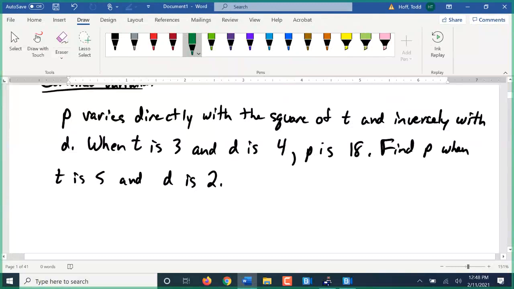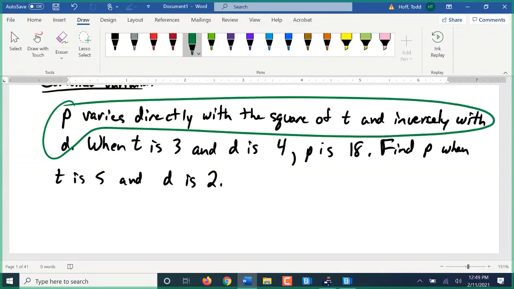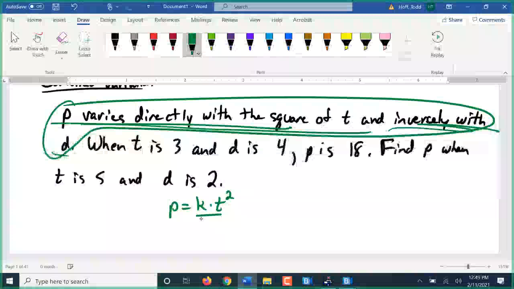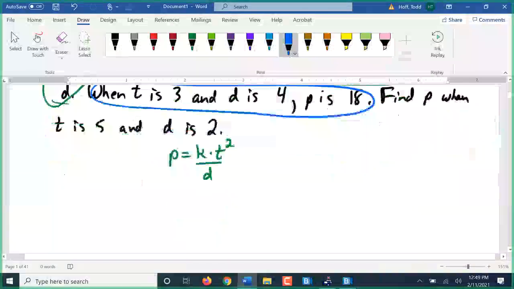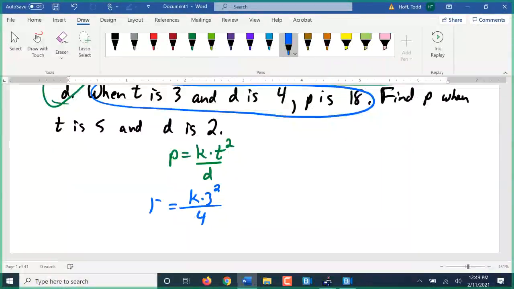So once again, we've defined a relationship here, but it's more than two variables. But the relationship between one main variable is defined to the other variables. So P varies directly with the square of t. So that means P equals a constant times the square of t, written as t squared. Inversely with d, so that's the constant divided by d. So that's telling us P is equal to k times t squared over d. Next, we are given t is 3, d is 4, and P is 18. We can use those to find the value of that constant. So 3 goes in for t, d is 4, so 4 goes in for d, and 18 goes over there for P.